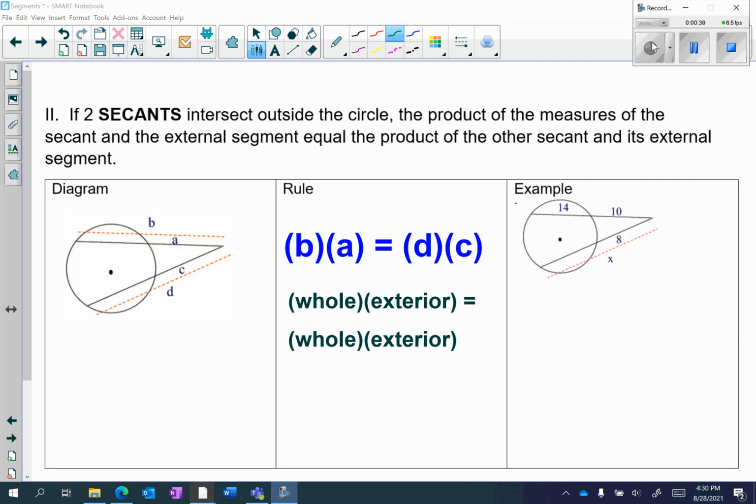Next, we have if two secants intersect outside the circle, the product of the measures of the secant and the external segment equals the product of the other secant and its external segment. So for example, I always refer to this as whole times exterior is equal to whole times exterior. So we have B, that represents the whole. A is the exterior. And that's equal to the whole again, which is D, I'm sorry. And C is the exterior.